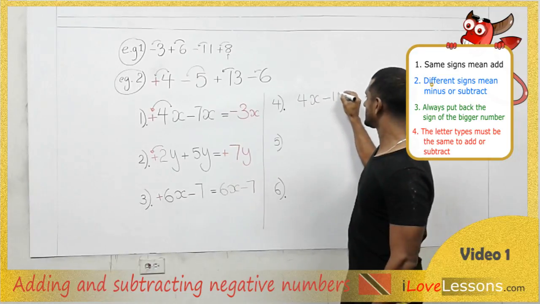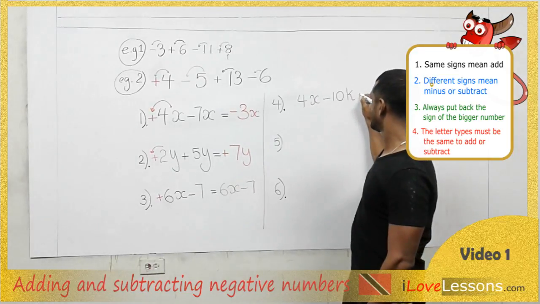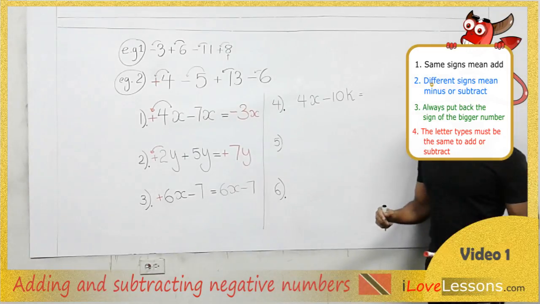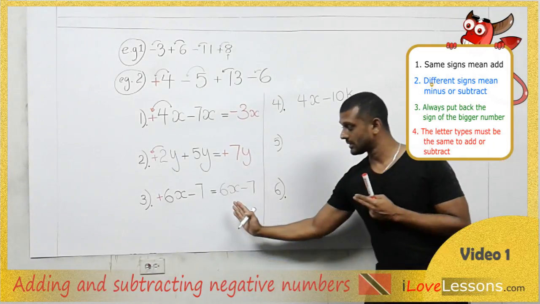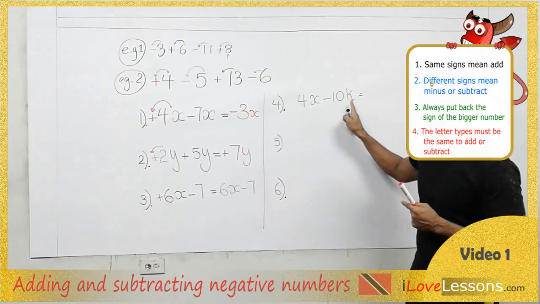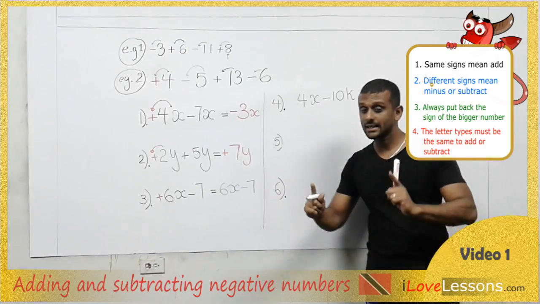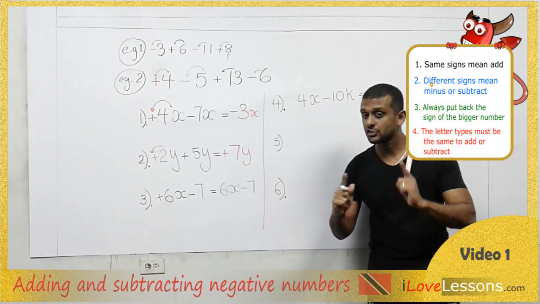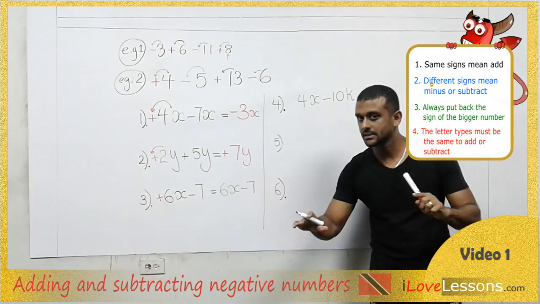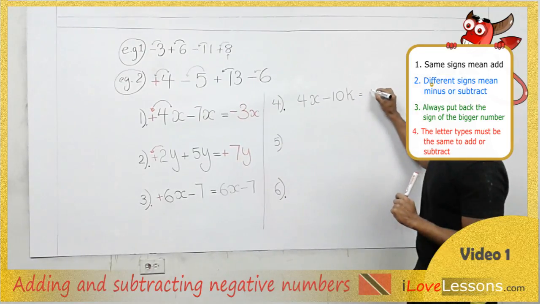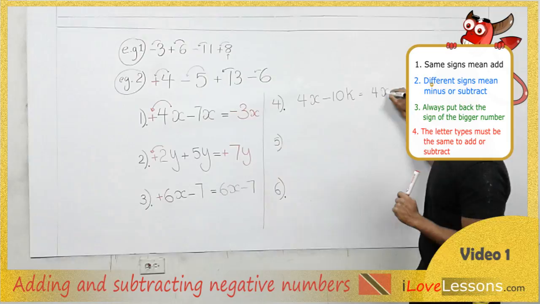4x minus 10k. This is very similar to this one. And the letter types are different. So if the letter types are different, if you're trying to add and subtract, there's nothing you can do. You put back the same exact answer.